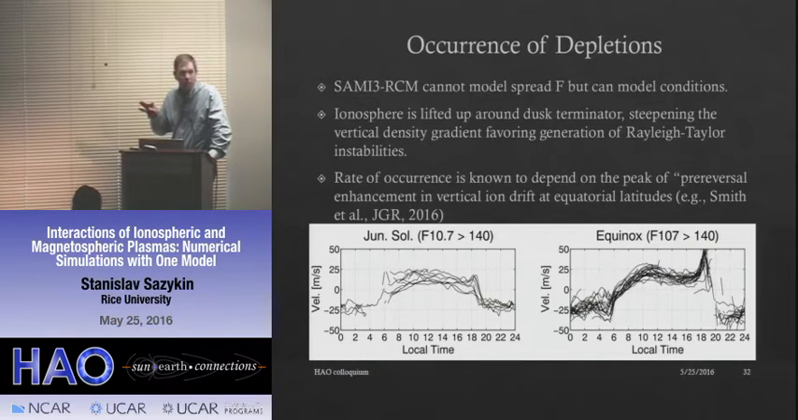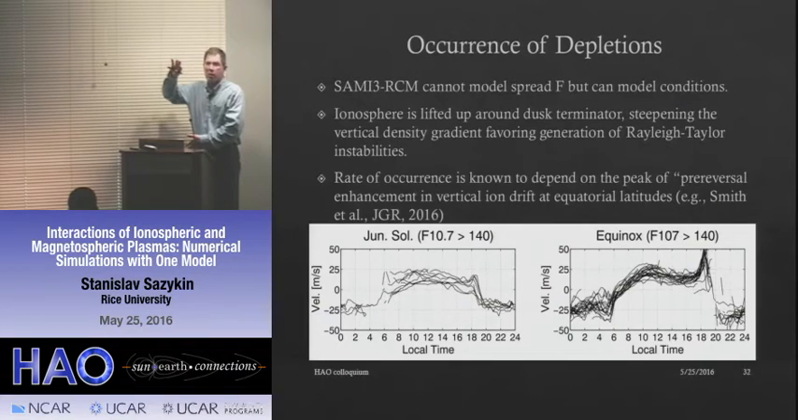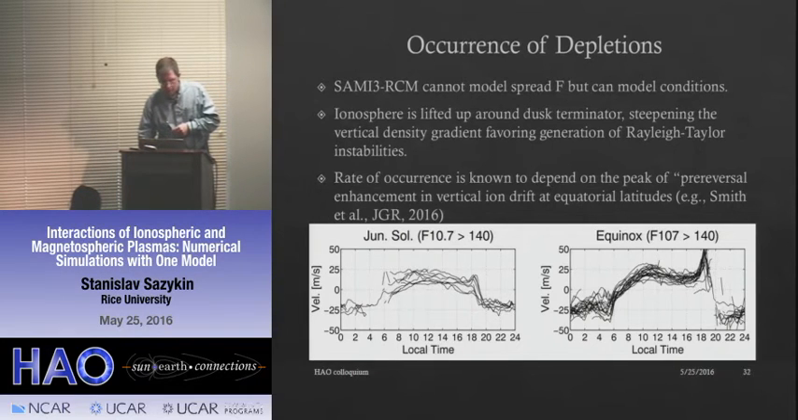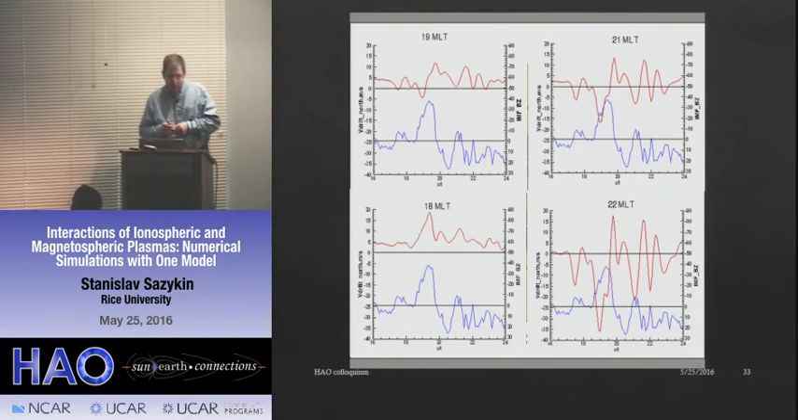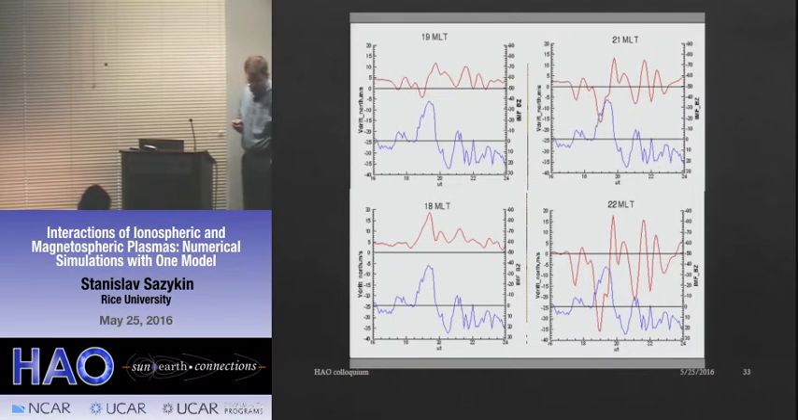So on an ad hoc basis, well, part of it is ad hoc, part of it is understanding from the theory of generation of instabilities, which are essentially Rayleigh-Taylor instabilities that then develop non-linearly. What's expected is that when this happens around sunset, the F layer goes up, and then the bottom goes away, and then it steepens, and that's favorable for generation of instabilities. So in that case, the thing to do would be to look at vertical drifts at the equator.